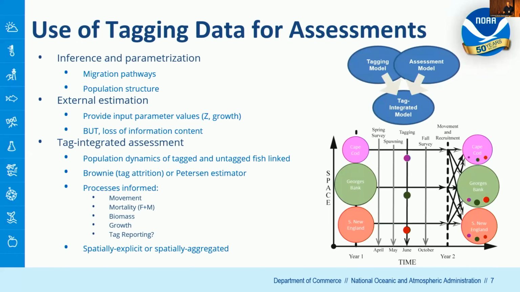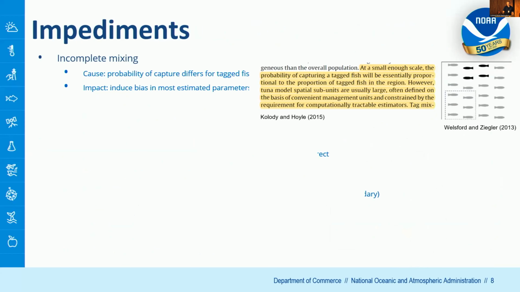So yeah, I'm going to focus on those. And so what are the issues with using tagging data? Again, I think everyone here is probably well aware of all these problems, so I'm not going to harp on them too deeply, but I think the number one issue is incomplete mixing of tagged fish. So you release the fish, it takes a certain amount of time for them to mix across the entire region that you're modeling. Sometimes they don't mix at all, they don't fully mix ever. And so, trying to deal with the bias that induces in many of your parameters is a huge issue for assessments.